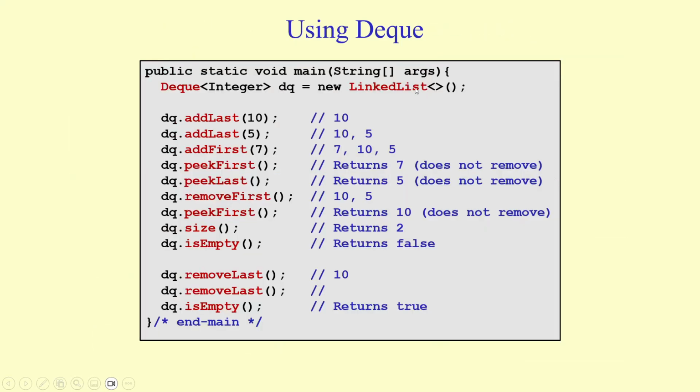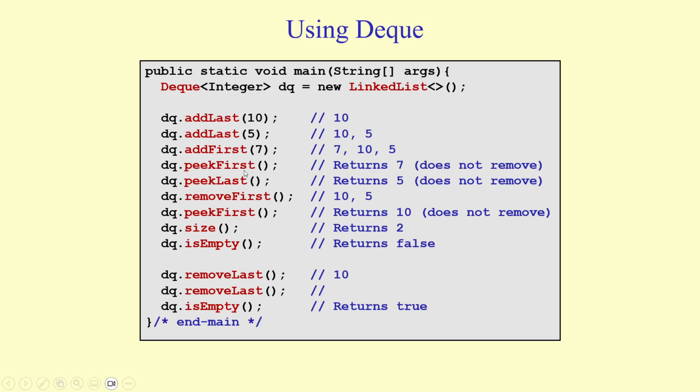And here's how we can use it. Again, we are instantiating a LinkedList. That's our concrete class. And then assigning this reference variable to a Deque. Now I will be accessing a LinkedList through the methods of the Deque. So I'm just adding last 10, so I'm adding 10 to the end of the deque. Initially the deque is empty. Now it contains only 10. Now addLast 5, so 5 goes to the end, so the deque is now 10 and 5. This time I'm doing addFirst 7, so 7 now goes to the front of the deque, so the deque becomes 7, 10, and 5.